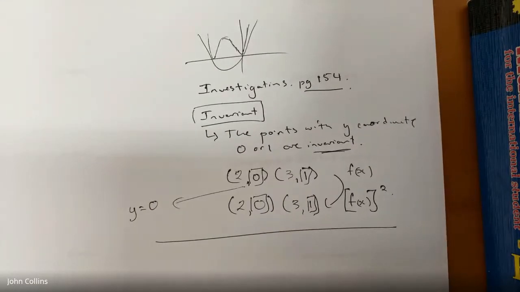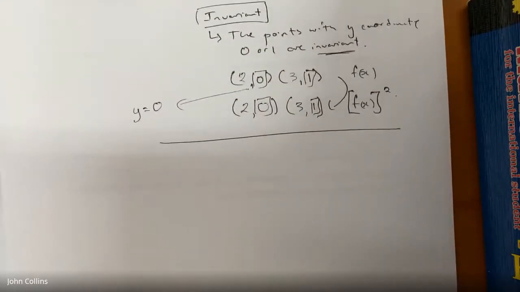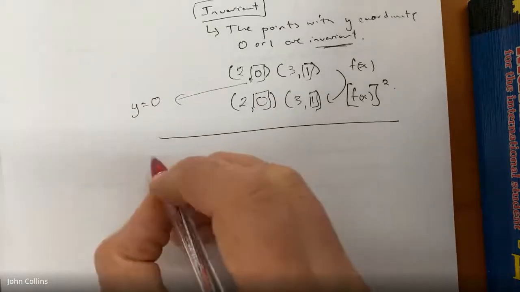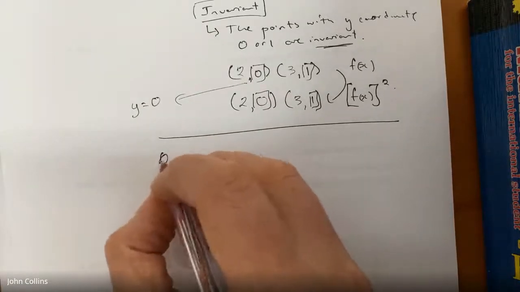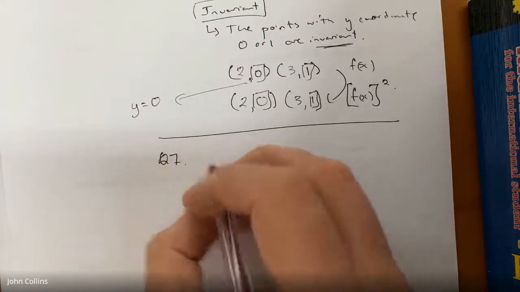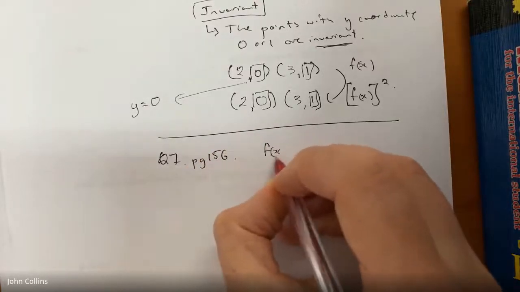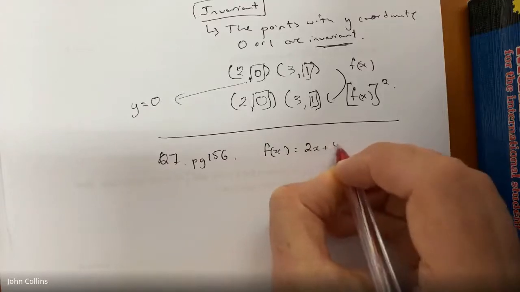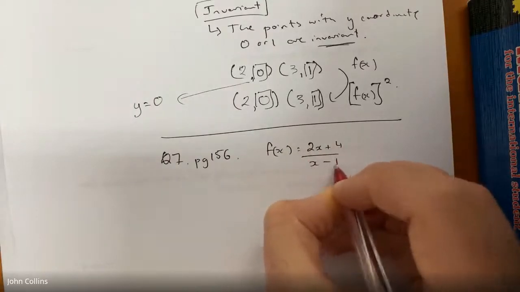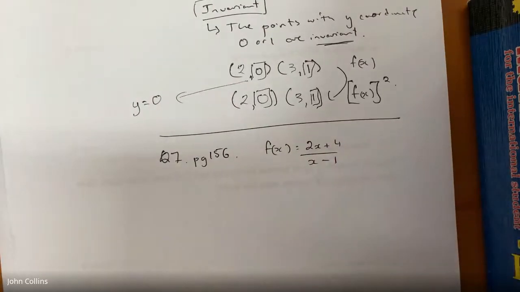I'm going to look at one of the questions though that can come up from this. So if you're on the book, I'm going to do the last question of the section, which probably is the hardest one, on page 156. We have a function f(x) equal to (2x + 4)/(x - 1). So it's going to be a rational function.